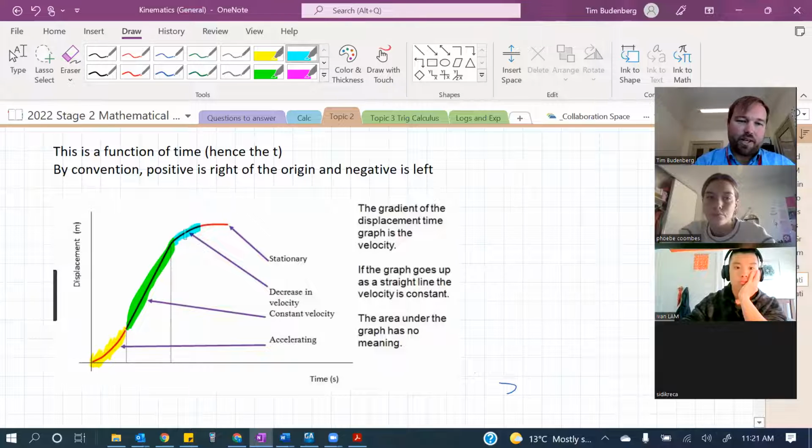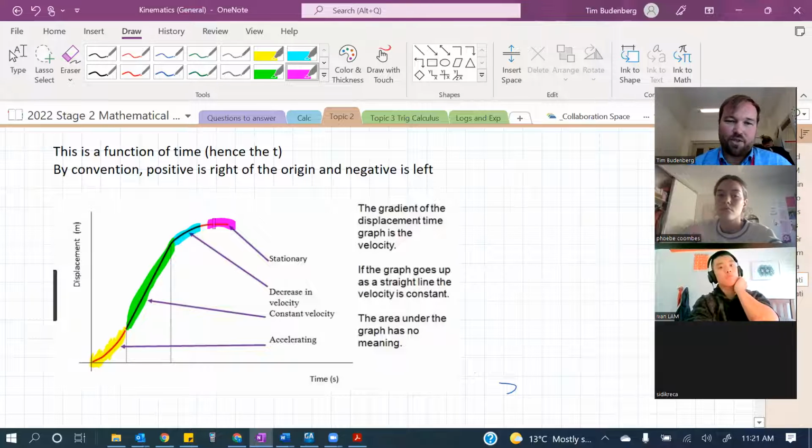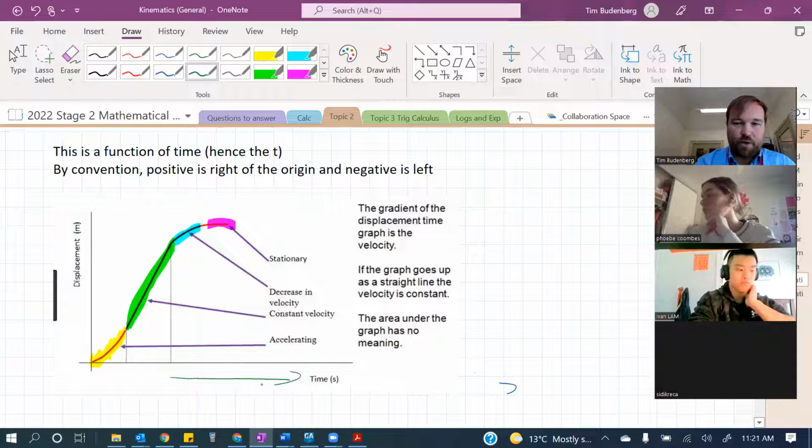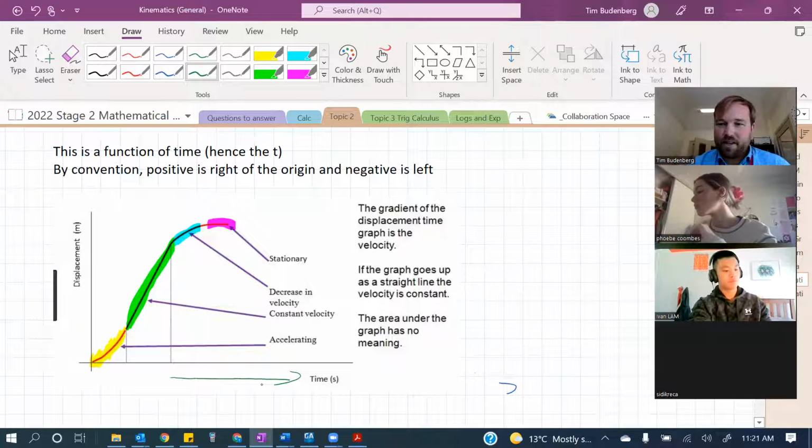There's a third little portion here that indicates it's slowing down. It's still moving away, but it's slowing down. And then at horizontal, it'll be at rest, so it's stationary. Time is still going by, this axis can still go, but the displacement is not changing.